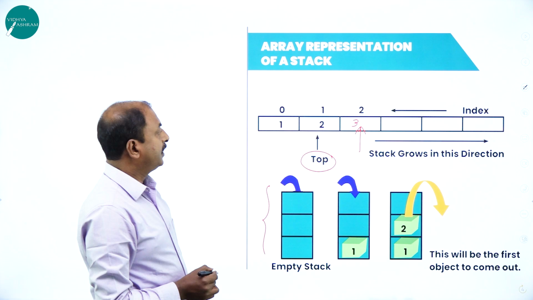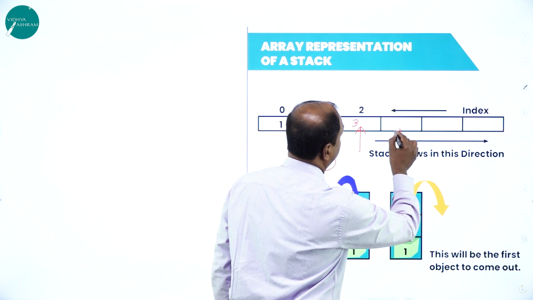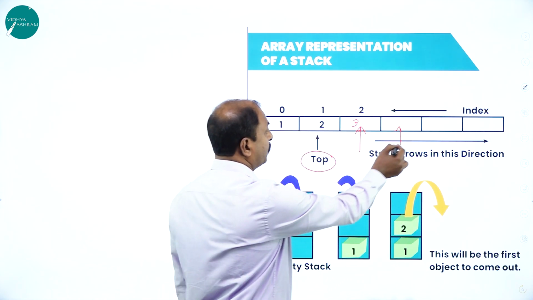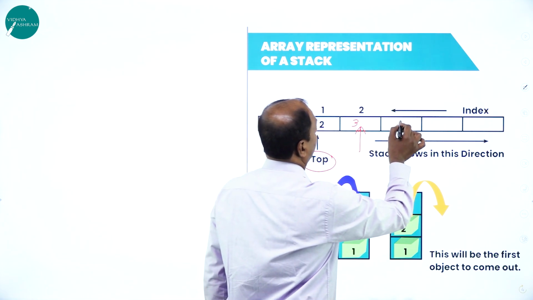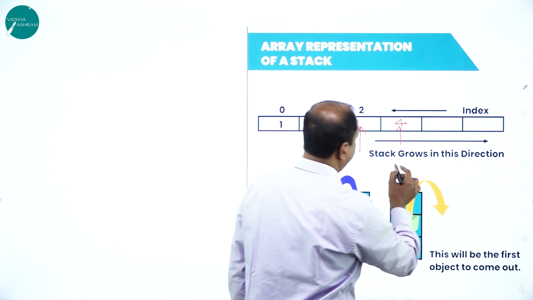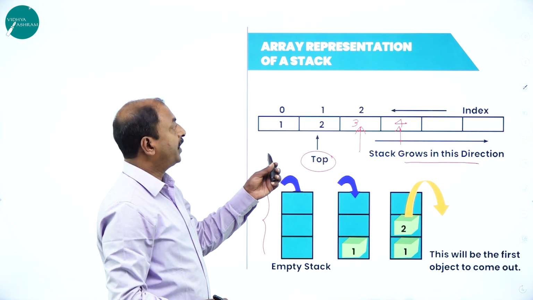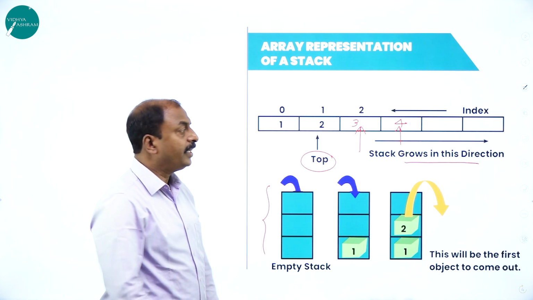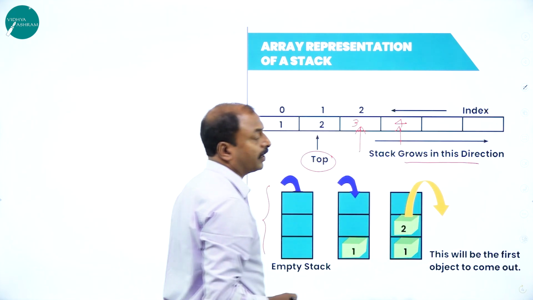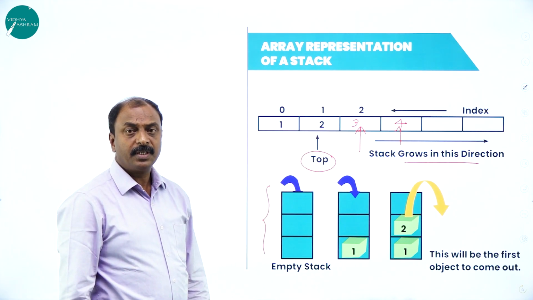Similarly, after this, suppose the top pointer is at this position, then it indicates that this is the place to insert a new element, so we can insert 4. So this is how we can say the stack grows in this direction. So we are implementing the stack through an array. This is the index 0, 1, 2, 3, 4. It goes on like this. So this is how we represent a stack in computer memory.